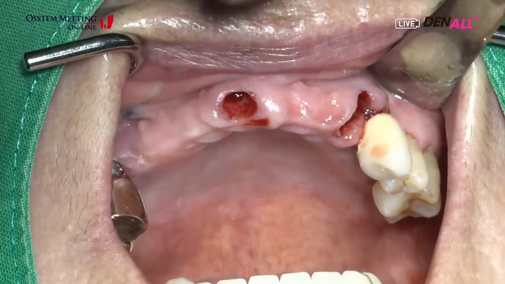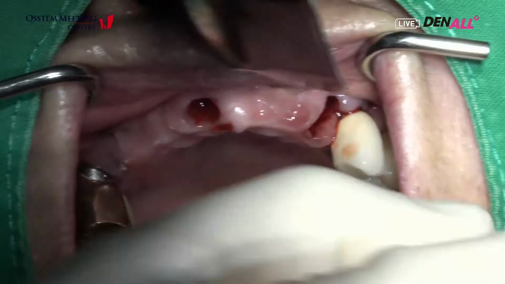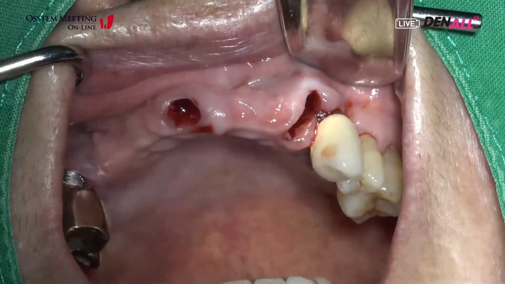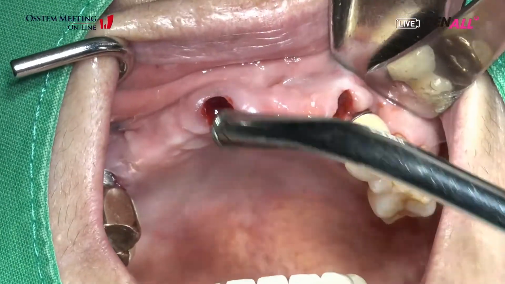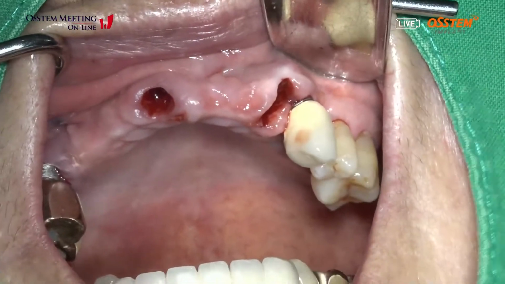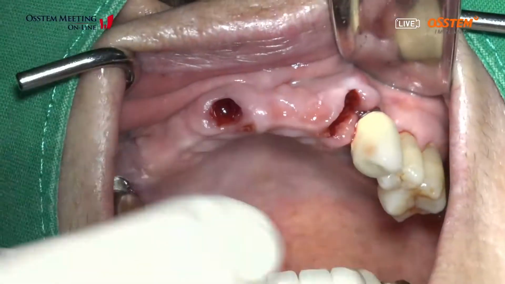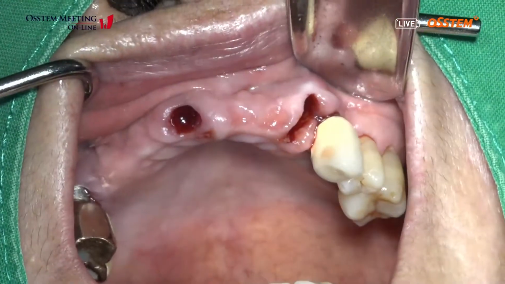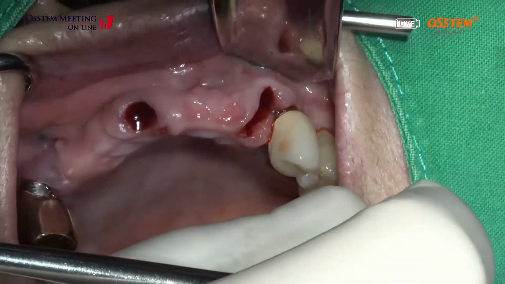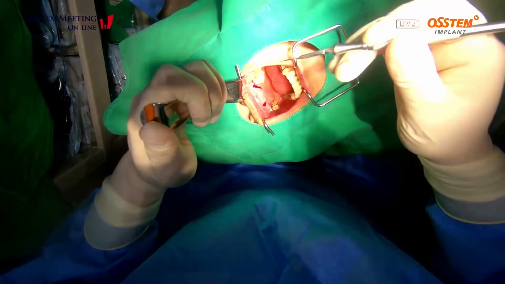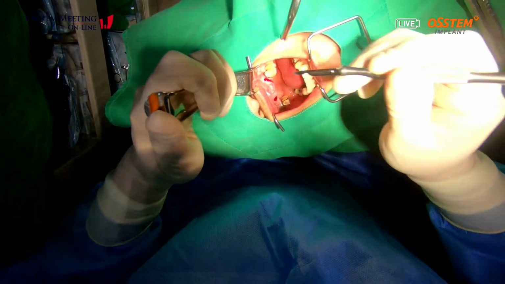Extraction was done. Suction. The periodontal condition of adjacent tooth and implant is not so good. So I'll make an incision.